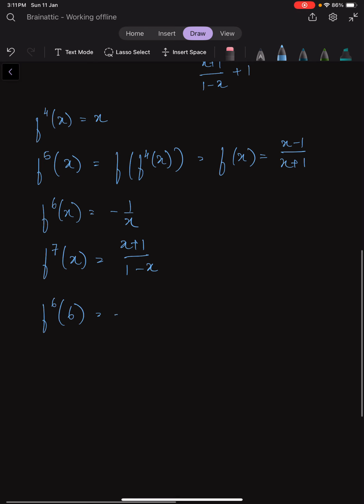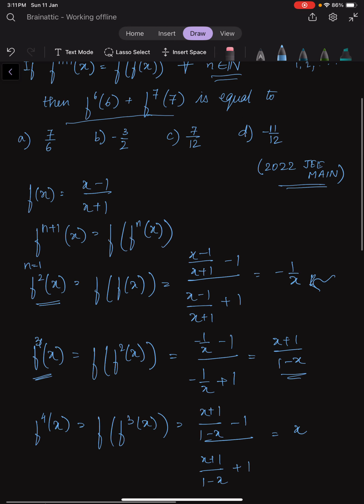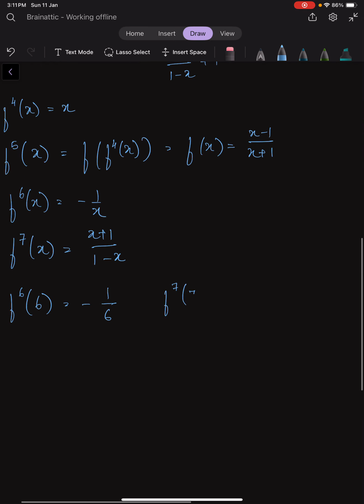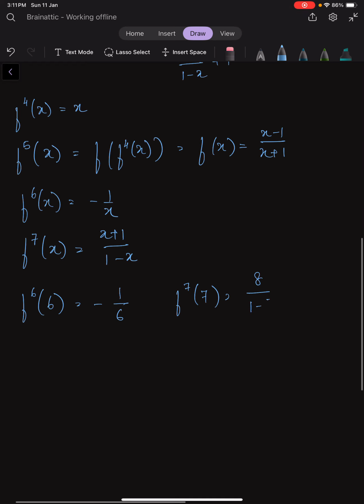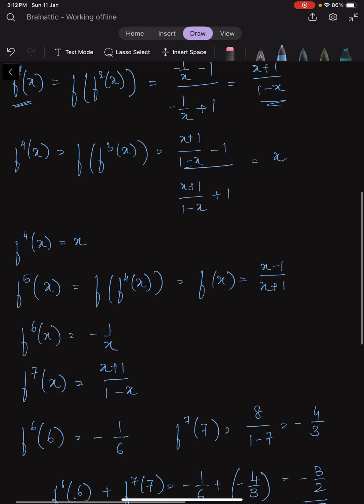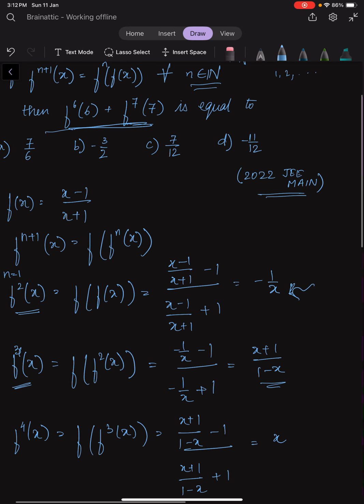So now what we are going to do, we are going to plug the values here. If we plug the values, we see that f6 of 6 turns out to be minus 1 by 6. Why do we plug the values? Because we are expected to find this relation. And then f7 of 7, if we plug the value, is 8 by (1 minus 7), which is minus 8 by 6, basically minus 4 by 3. So if I add the two, f6 of 6 plus f7 of 7 is equal to minus 1 by 6 plus minus 4 by 3, and this turns out to be minus 3 by 2. So let's check if it is there in the options, and yes, option B is the correct answer.